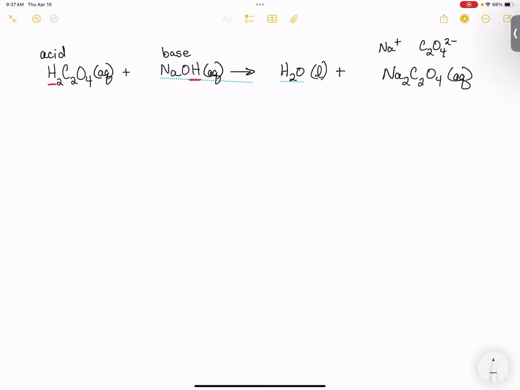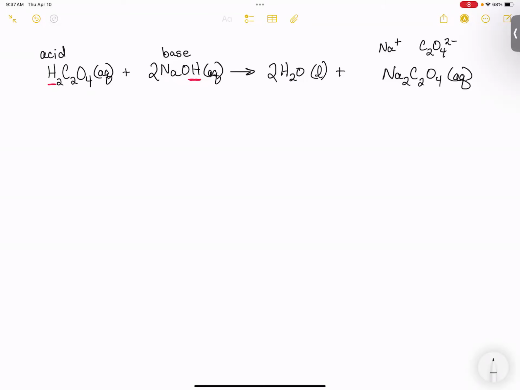Now we balance our chemical equation. And to balance the chemical equation, you're going to need 2 sodium hydroxides and 2 waters. So this develops the balanced chemical equation. So what did we do in just this part?